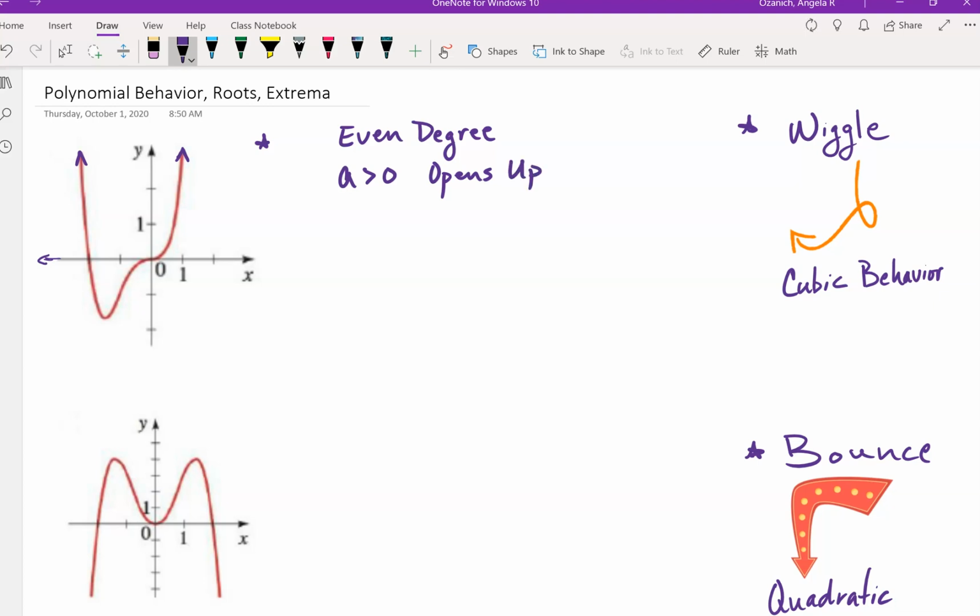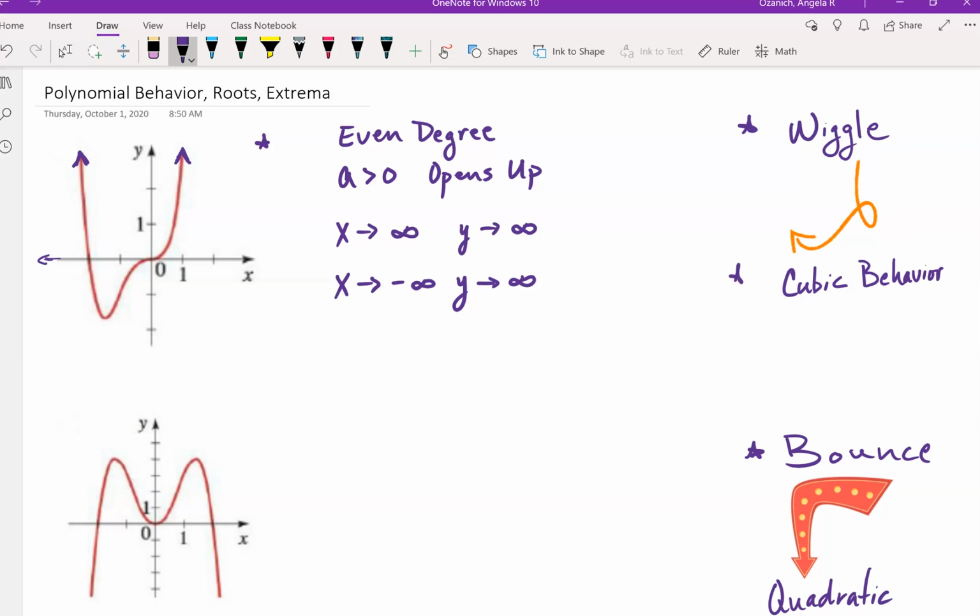And we know it has an even degree because as x goes to infinity, I can see that my f of x value, or my y value, is also going to infinity. So as your x value is increasing, getting larger and larger, your y value is also increasing. And as your x value gets smaller or goes to negative infinity, your y value is also going to infinity. So this is opening up on the left-hand and the right-hand side of the graph.